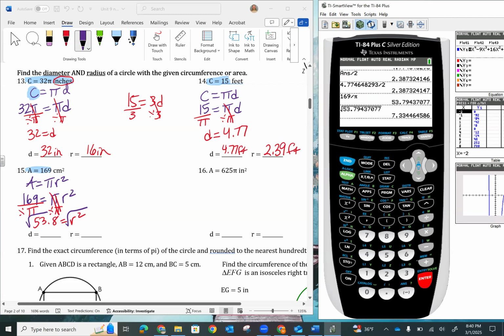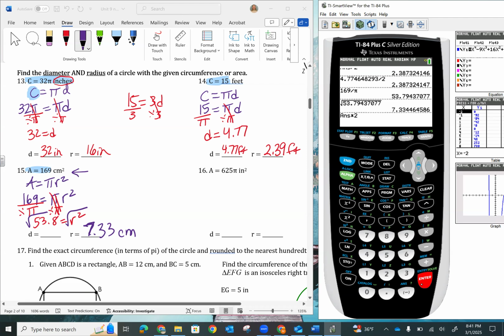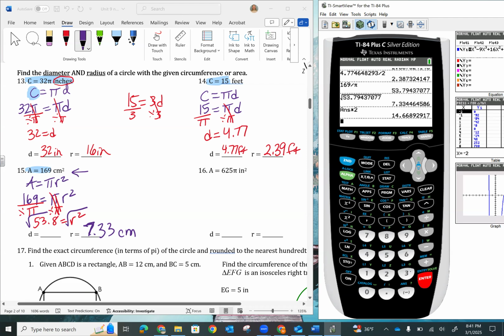So that means the radius is about 7.33, and that is in centimeters, because we're talking about centimeters in this question. If I push times 2, it takes that previous answer times 2, and I get 14.67. Okay, so there we go, radius and diameter. So you should know how to take a number and divide it by pi, and how to square root it, using second square root to get to that answer.